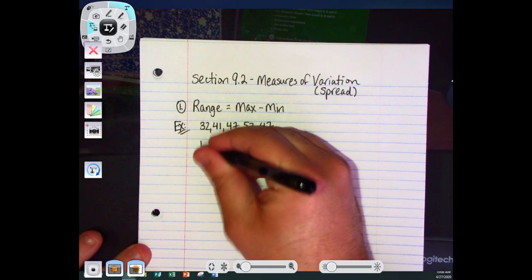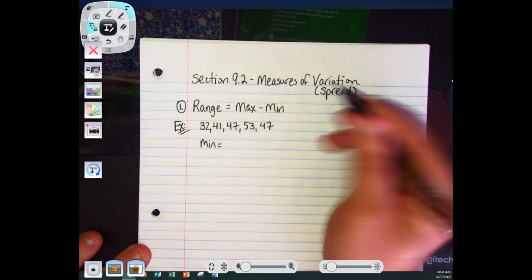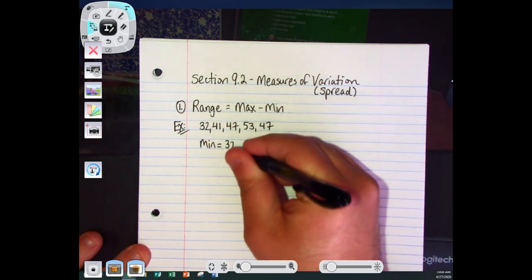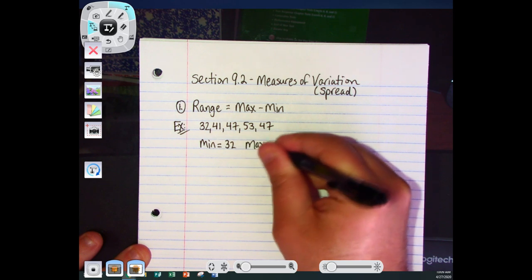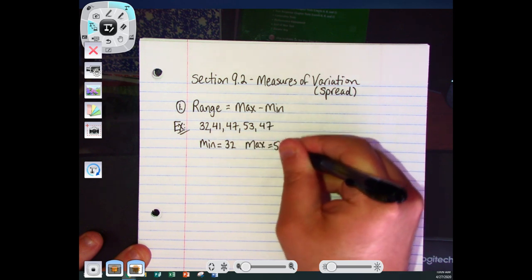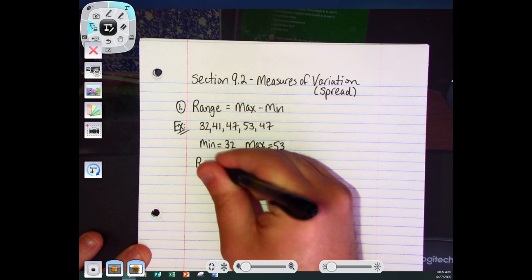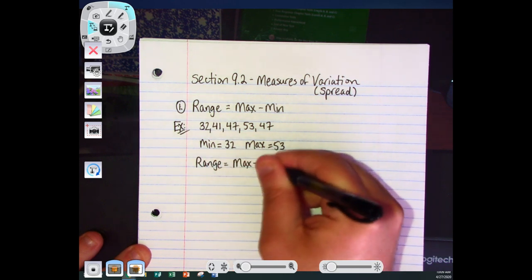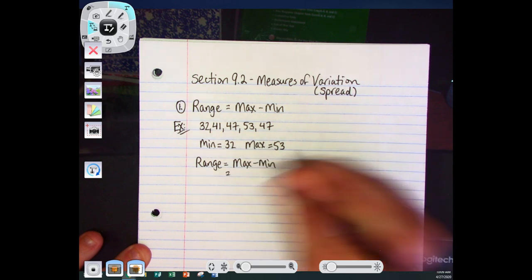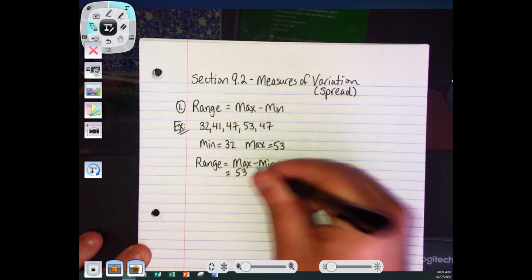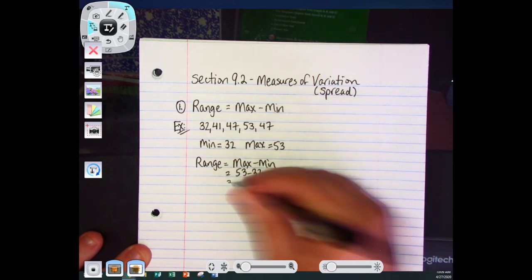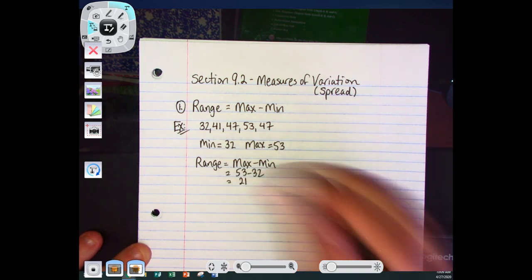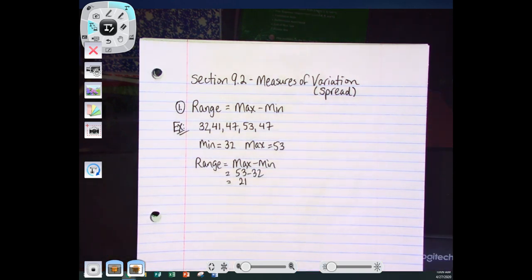The minimum value here, the smallest value, would be 32, and the maximum value, the largest value, would be 53. So to find the range, we do max minus min. That would be 53 minus 32, which gives us 21. Therefore, the range of data values here is 21. Okay.